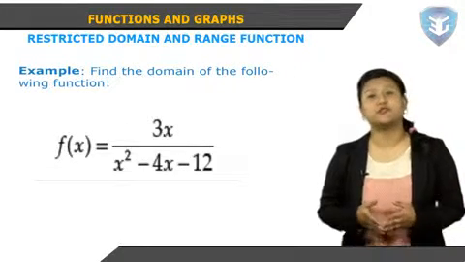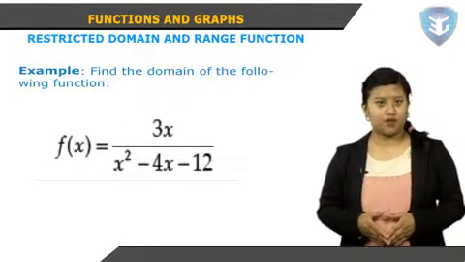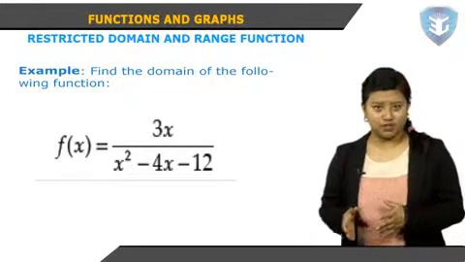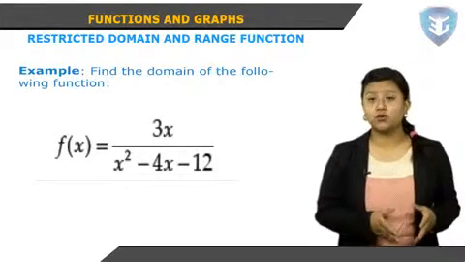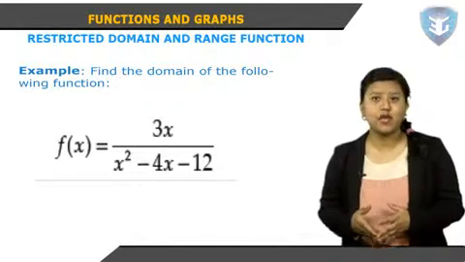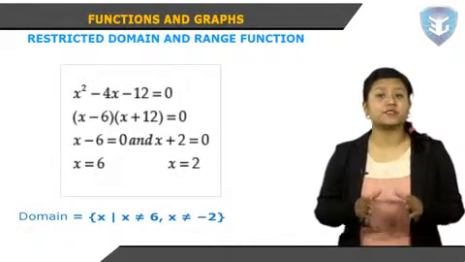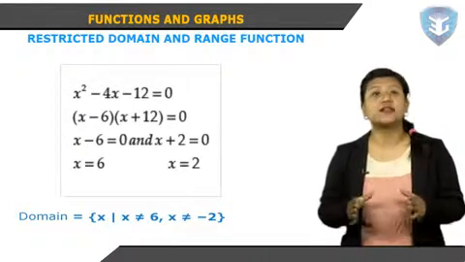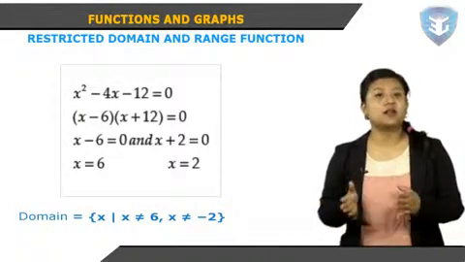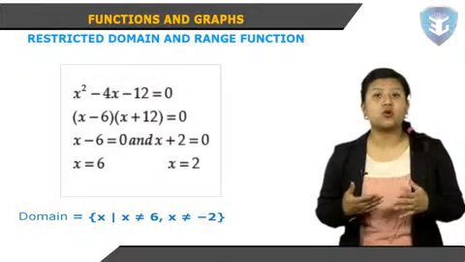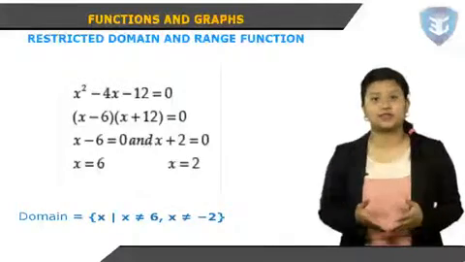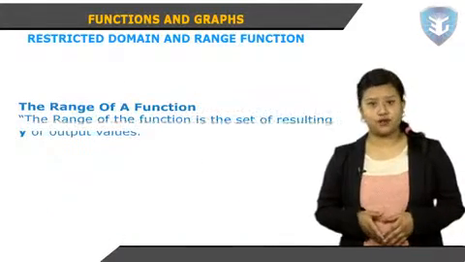Find the domain of the function given on the screen. We cannot let the bottom equal 0, so we will set the bottom equal to 0 to find the values of x we will exclude from the domain. These values of x would make us divide by 0, so we do not let them into the domain. We do not allow any value of x which would cause us to take the square root of a negative number.